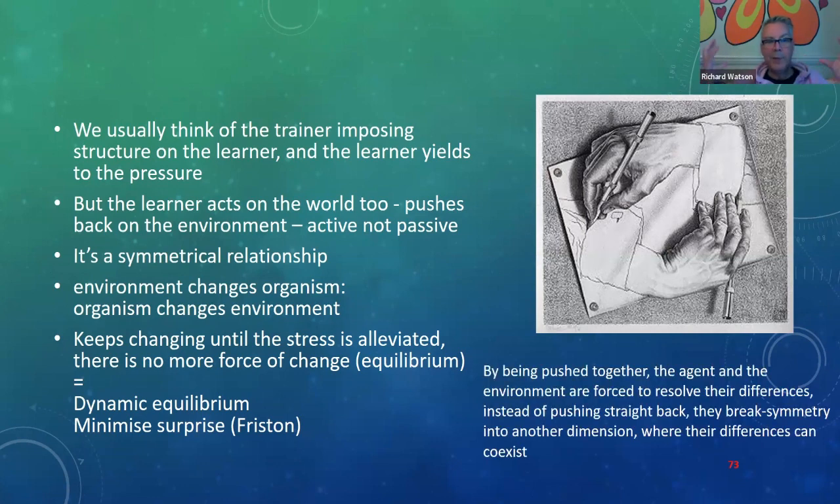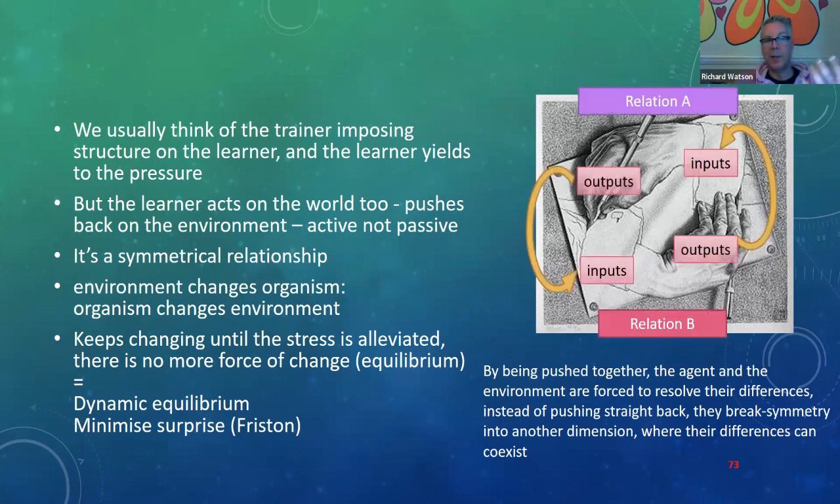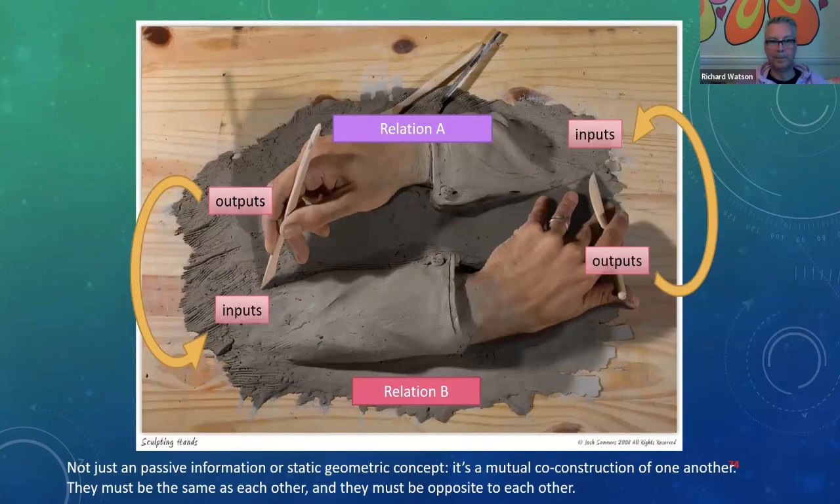So that two-directional, bidirectional relationship comes from the two systems, the environment and the agent, being pushed together to resolve their differences. And instead of pushing straight back, it causes an internal symmetry breaking that pushes into another dimension where their differences can coexist. The inputs to one are the outputs of the other, and the relationship in the environment is mirrored by the relationship in the organism, and vice versa.